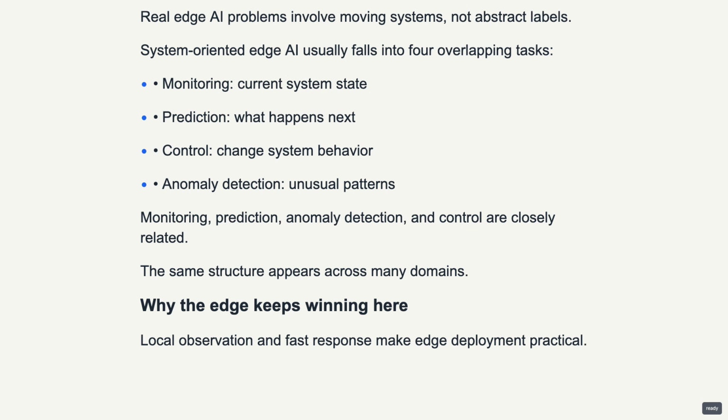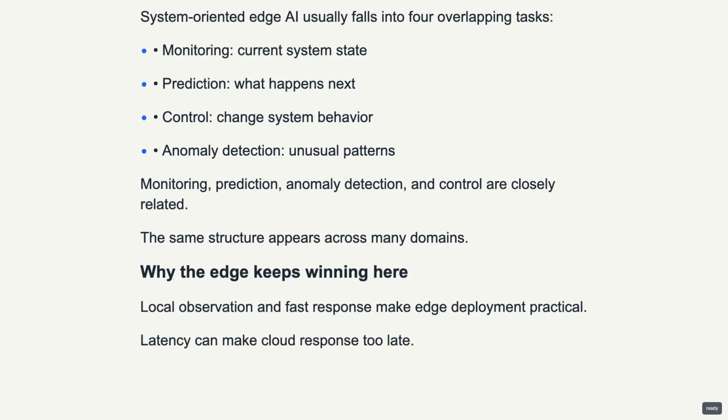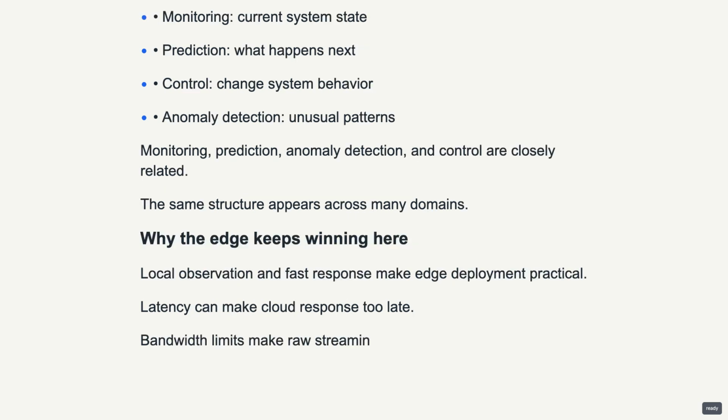Latency is the first pressure. If a machine overheats or a robot needs immediate correction, a round trip to the cloud can arrive after the decision has already become critical. Bandwidth is the second pressure. Continuous sensor streams are often too large to ship, so the local model condenses raw data into a few meaningful events like fault likely or threshold crossed.